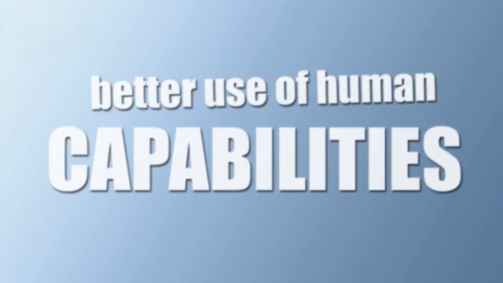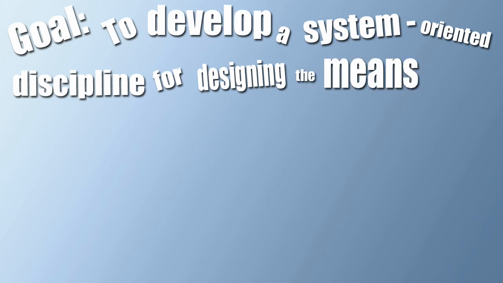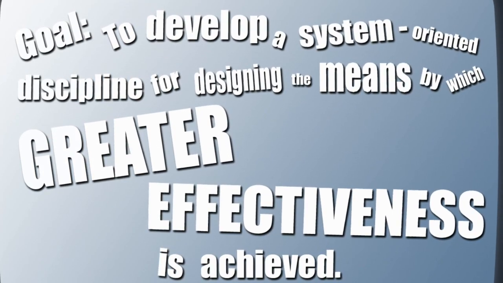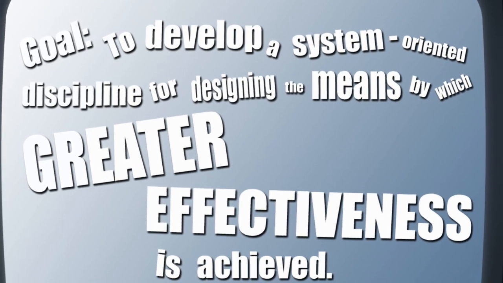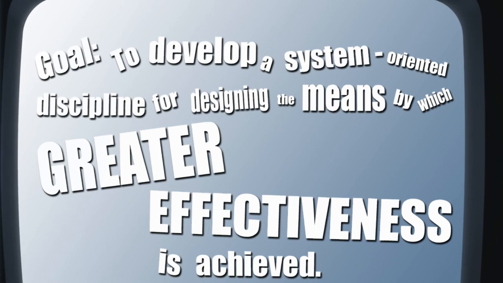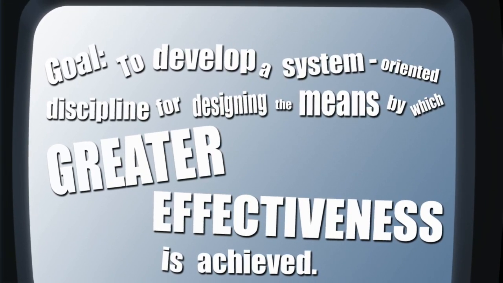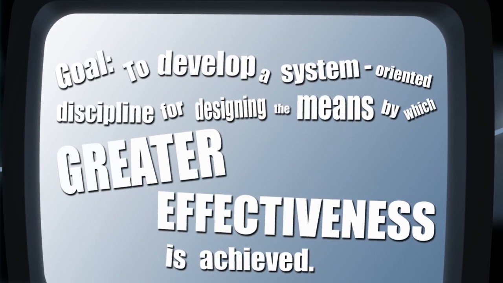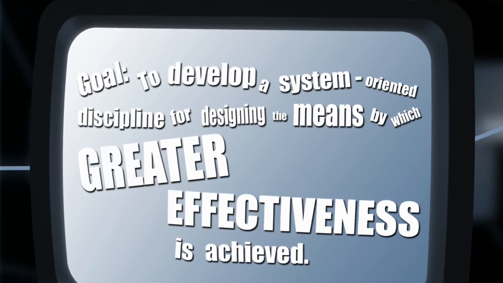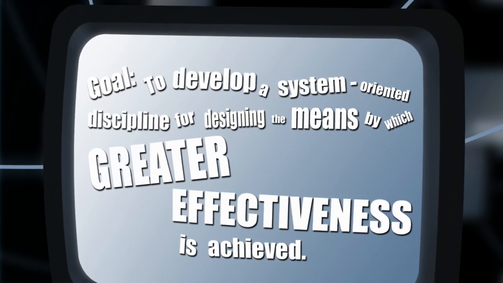But a corollary goal is, besides improving the effectiveness, to develop a system-oriented discipline for designing the means by which greater effectiveness is achieved. That's very important to us. The approach for this should result in the system-oriented discipline. It's a whole system problem. You need to get a person in that environment working and looking at the many aspects of his working system that are involved in his effectiveness. That's many more things than just these computer-aided tools.